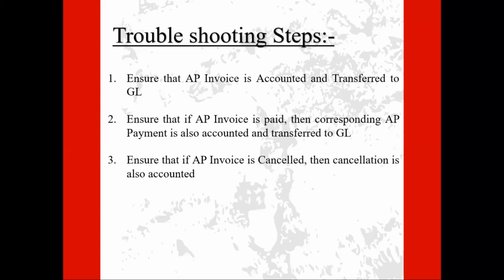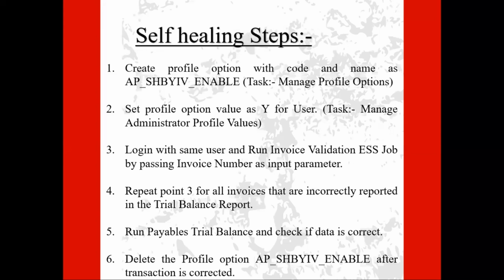And if none of these troubleshooting steps resolve the issue, then there is a last resort called self-healing steps. We need to create a profile option with a code and name as APSHB YIV underscore enable, and I have given the name of the task. We need to assign the profile option value as Y for a specific user, log in with that particular user, and run the invoice validation ESS job by passing the problematic invoice numbers as a parameter.